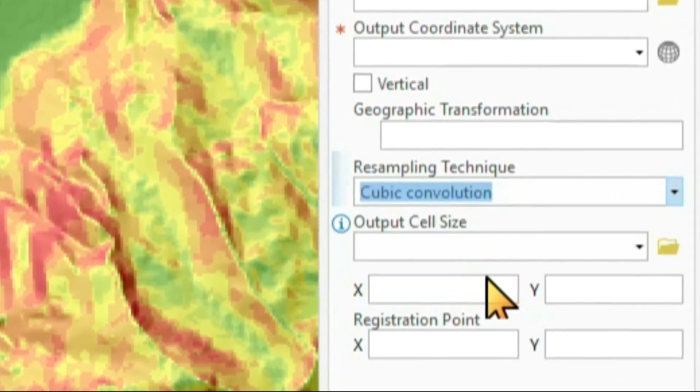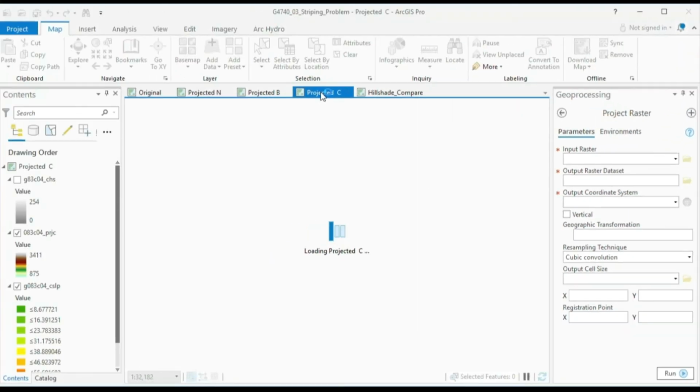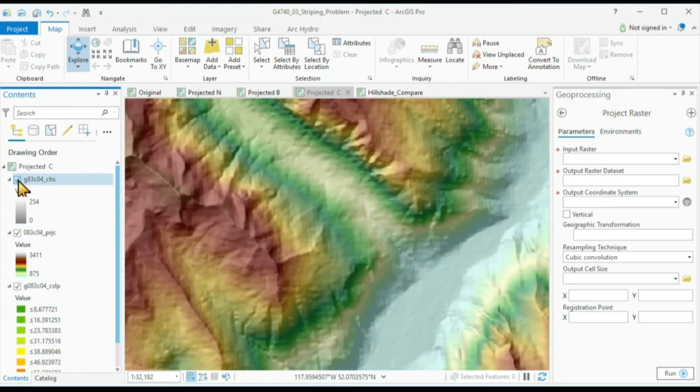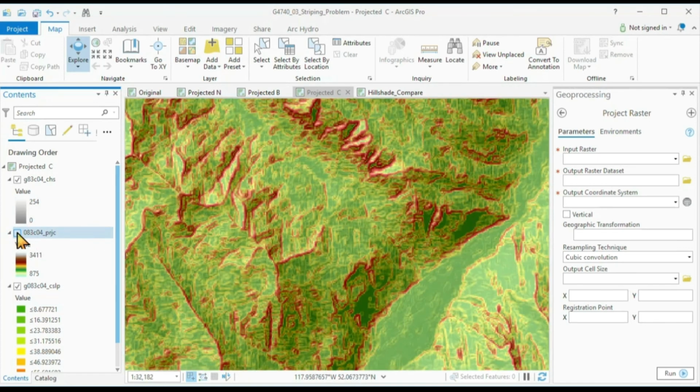When we use the cubic convolution, the results look like this. Our hillshade hasn't changed much, but we can see a little bit of striping here and there, and our slope does not make any sense at all. We have the steepest slopes along the ridge lines, on top of ridge lines. That is something that shouldn't happen, and again, this resampling technique must be avoided.